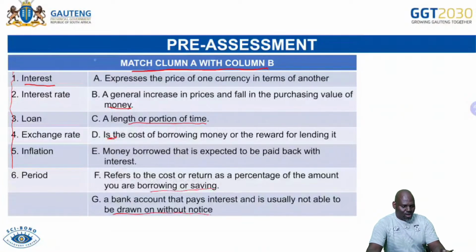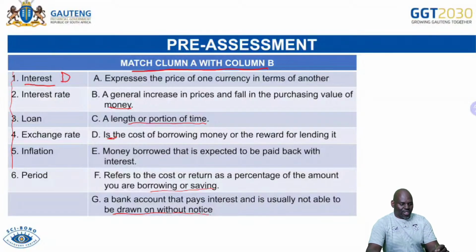Okay, so from all the explanations or the definitions that I've read, you can see that number one, which is interest, actually corresponds with D. So interest, it's D, which is the cost of borrowing money or the reward of lending it.